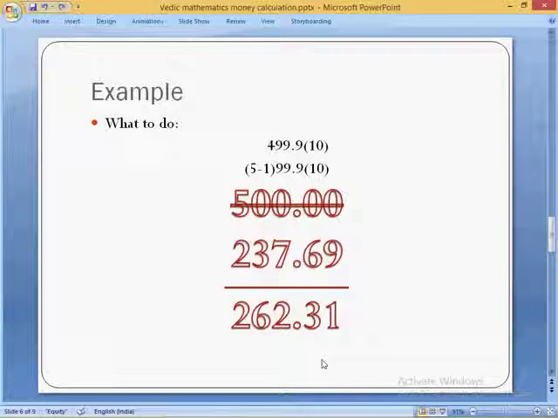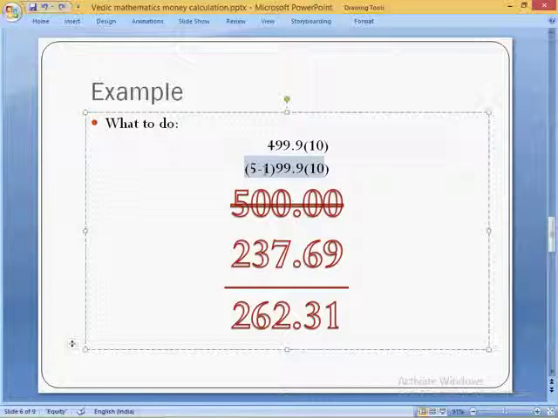Now let us come to the next example, that is $500. Now the first step is subtracting 1 from the first digit, 5 minus 1. For the last digit I have to write 10, and for the middle digits I have to write 9. So it will make 499.9 and 10 at the end.